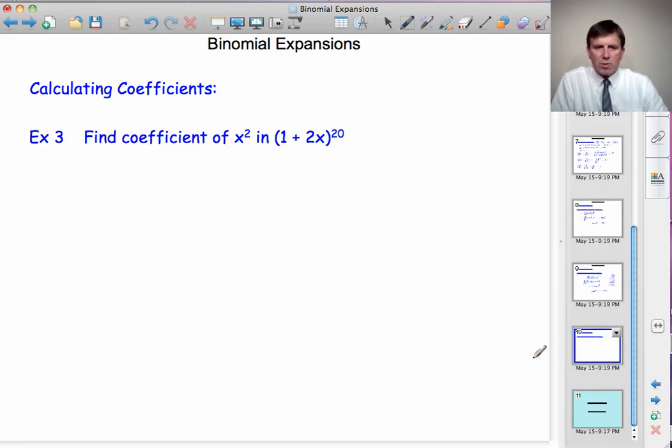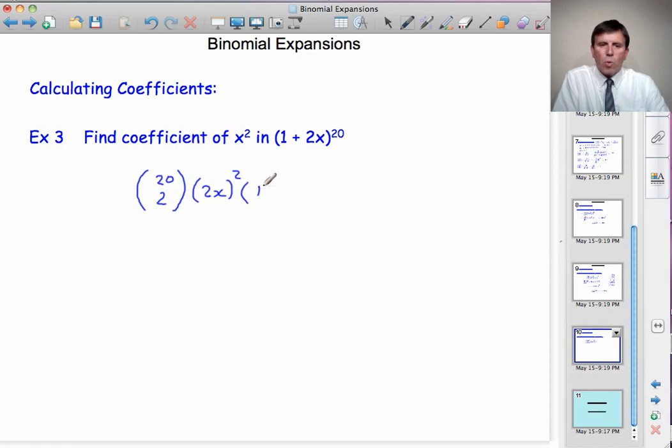Moving on to our final example. Find the coefficient of x squared in (1 + 2x)^20. Well, if I want a term in x squared, I'm going to want 2 lots of the 2x out of the 20 brackets. How many ways can I choose them? 20C2. And then I'm going to want the 2x squared, so that means I'll have the 1 to the power 18. But that's 1 anyway. So this is 20 times 19 over 2 times 1.